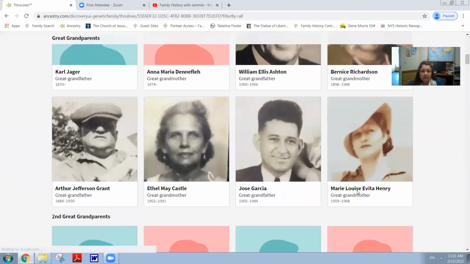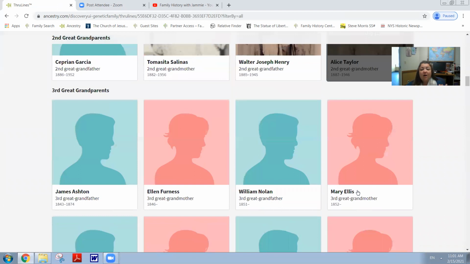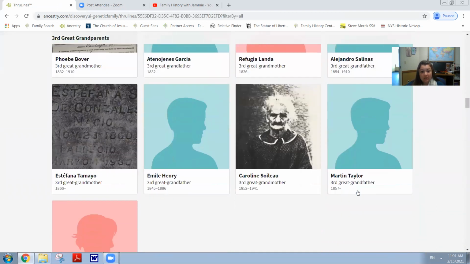But there's another way. You can go up here, click DNA, a drop-down menu comes up, and you click ThruLines. And you can scroll down through your tree. These are all people I have ThruLines for. Okay, so also this is a great way to see where you need work.